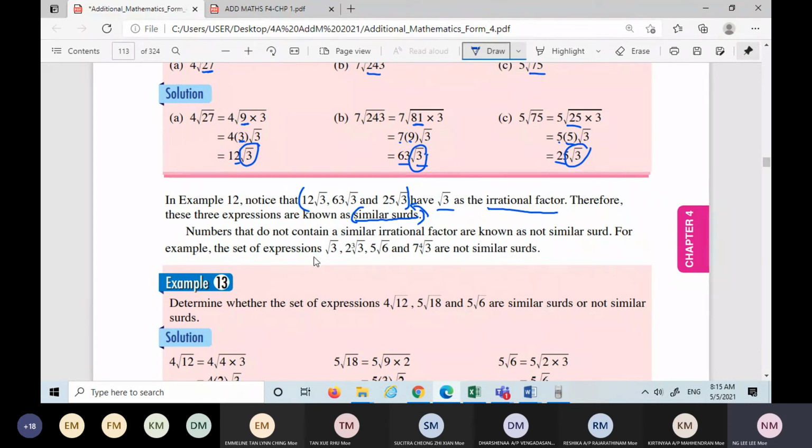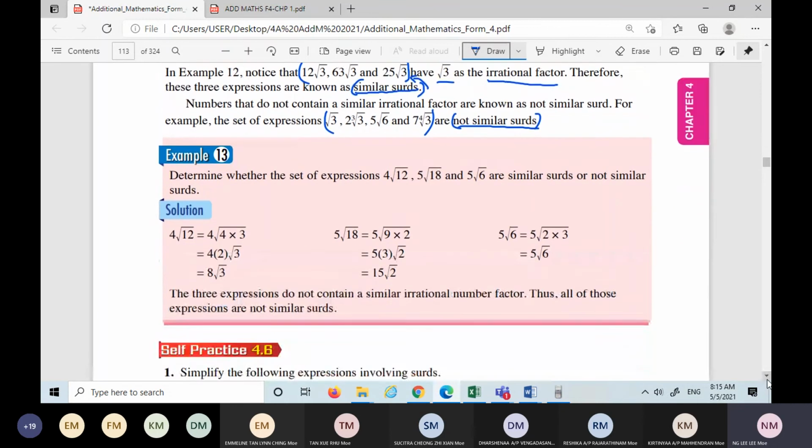For example, the set of expressions, this one you can also write as not similar set. And this is the example. Here you see this is a square root of 3, this is a cube root of 3, this is a square root of 6, this is a surd 3 of order 4. All are different surds, so they have no similar surd.